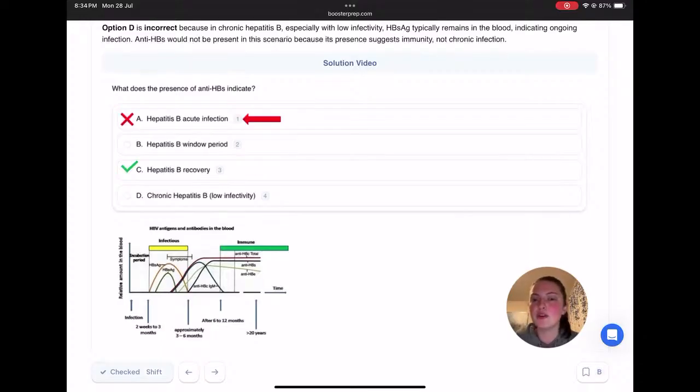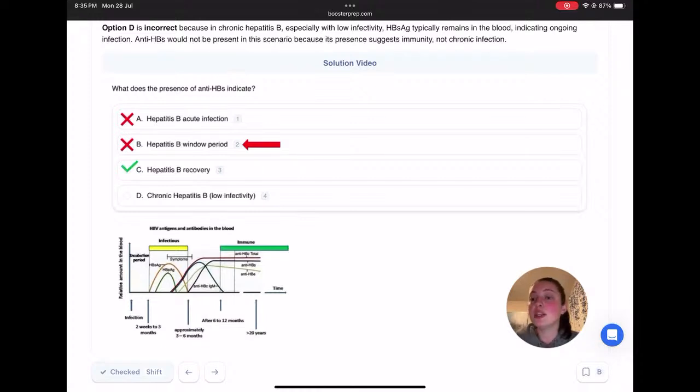Start with hepatitis B acute infection. Now, if someone is currently experiencing an acute infection, then they will have more antigens in the body, and in this case, that would be the hepatitis B surface antigen. The presence of this antigen indicates that the virus is currently present and infectious. Like we said earlier, the antibodies for the specific antigen will really only appear after the resolution of the infection and will then indicate recovery. So we know that this answer choice was incorrect because antibodies to hepatitis B surface antigen would not indicate an acute infection.